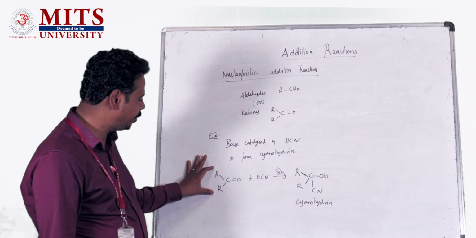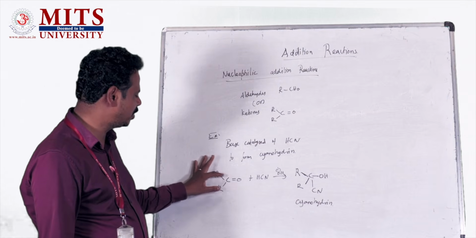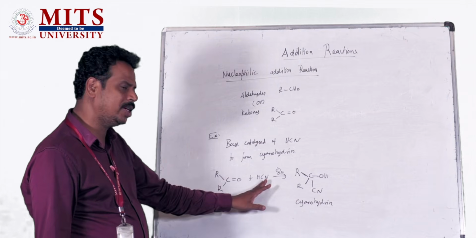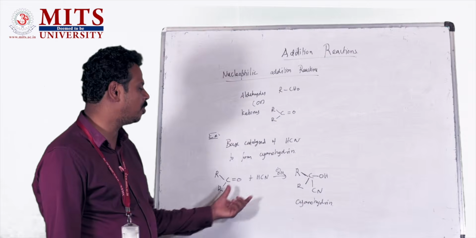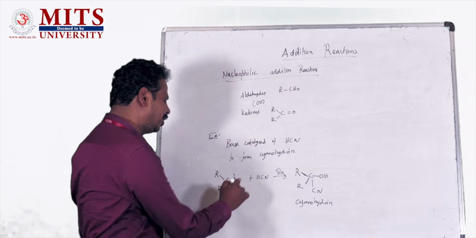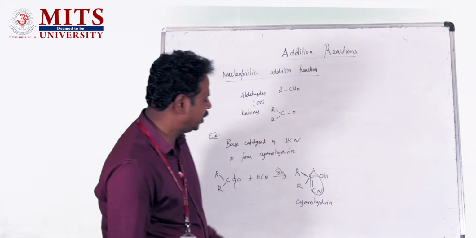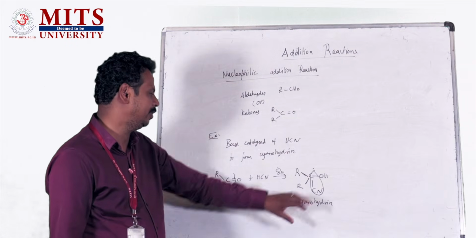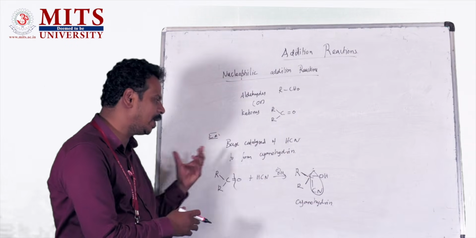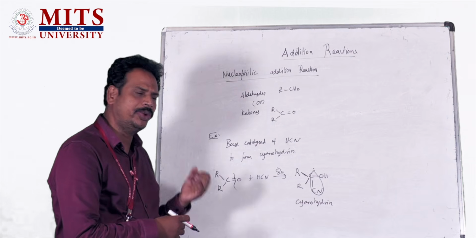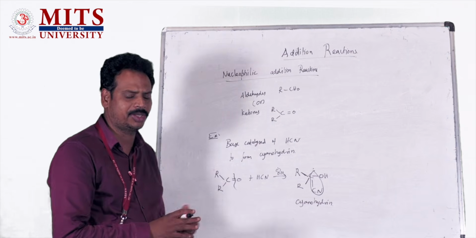So for example, a ketone, the functional group is R-C-R double bond O, and HCN in the presence of base, and the product will be, the pi bond will break here and the new sigma bond is formed, the C-CN bond will be formed here. And this is called a cyanohydrin. Okay. We will see now the mechanism of this particular nucleophilic addition reaction.